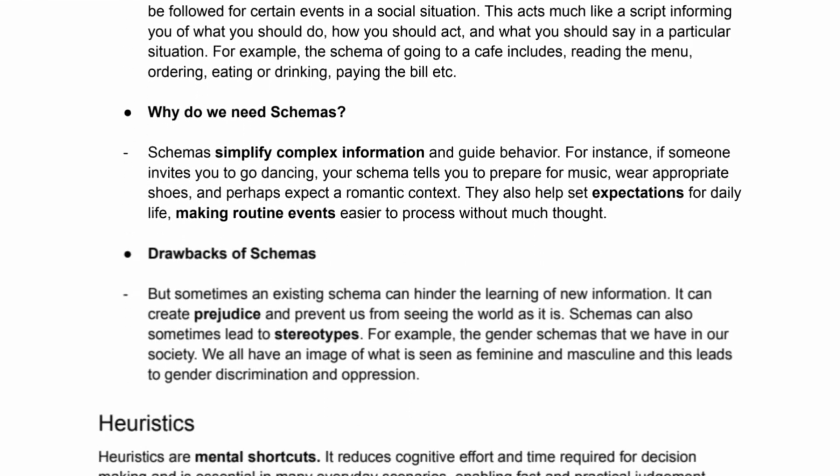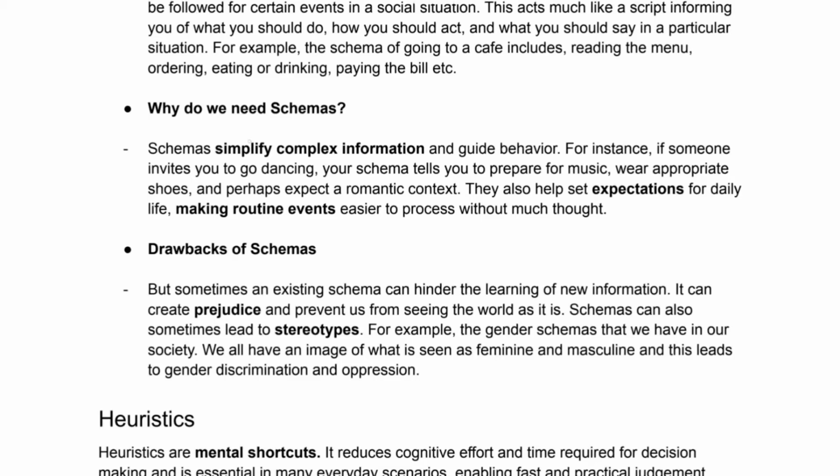Now let's discuss why we need schema. Schemas simplify complex information and guide our behavior. For example, if someone invites you to go dancing, your schema will immediately tell you to prepare for music, wear appropriate shoes, and perhaps expect a romantic context. They help to set expectations for our daily life and make routine events easier to process without much thought.